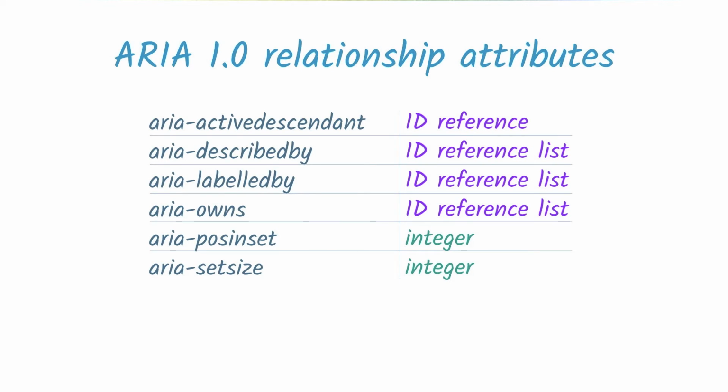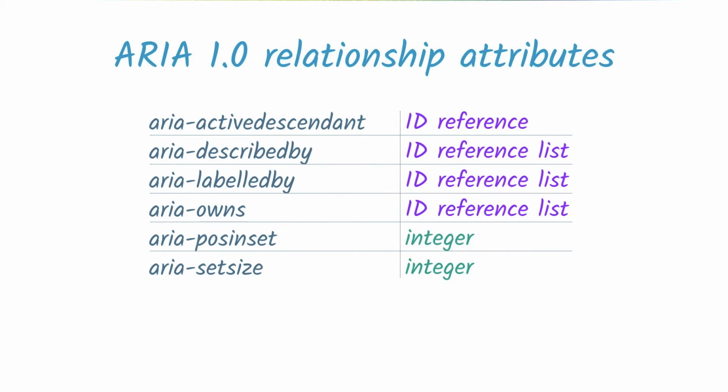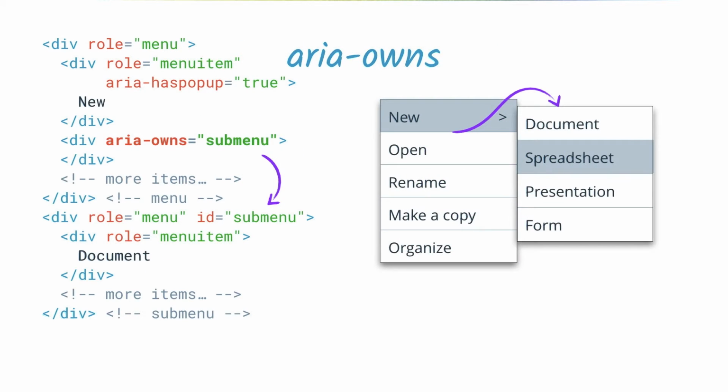The ARIA 1.0 spec lists several relationship attributes, with a few more coming in ARIA 1.1. Most ARIA relationship attributes take a reference to one or more elements to create a new link between elements on the page. What differs in each case is what that link means and how it is presented to users.